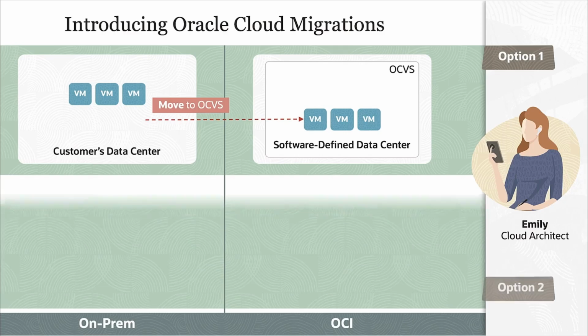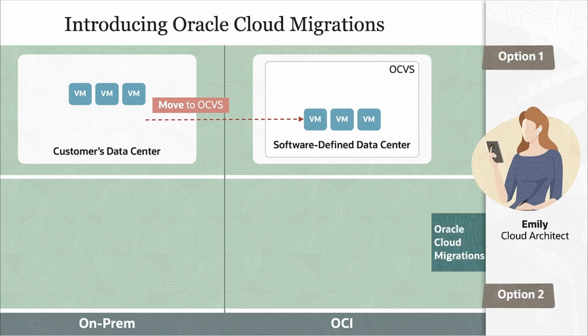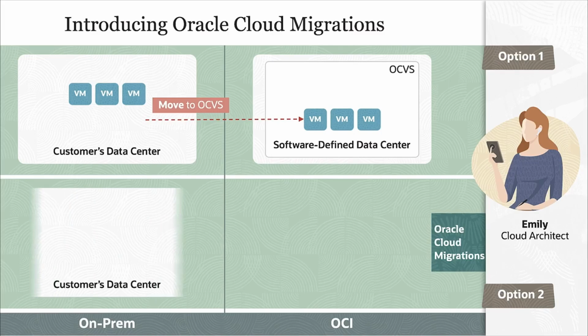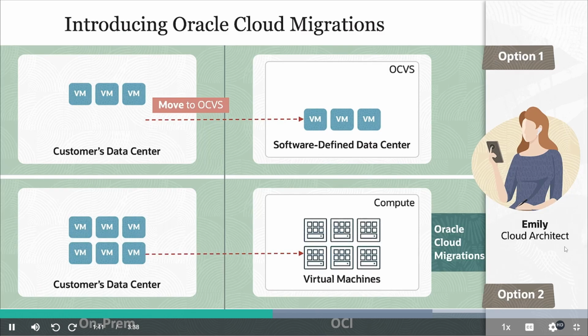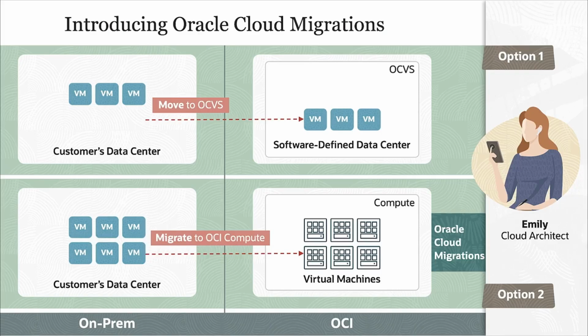The second option was to migrate his VMs into OCI using a managed service called Oracle Cloud Migrations. Migrating a VM means the data from the source VM will be replicated over to a new native compute instance of OCI. And we call this option replatforming.